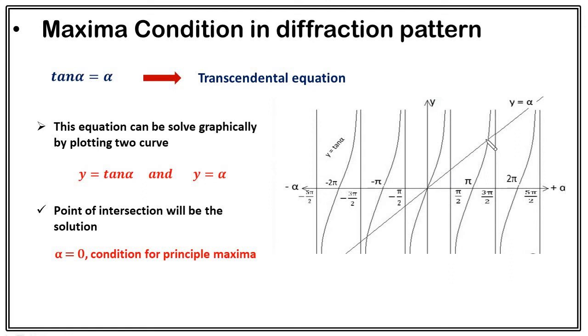It's not exactly 3 pi by 2, but it is around 3 pi by 2. Next, the intersection point will be around 5 pi by 2. As we go away from 0, it will be closer to the odd multiple of pi by 2, right? So the intersection points will be alpha approaching plus minus 3 pi by 2, plus minus 5 pi by 2, plus minus 7 pi by 2, and so on. So these alpha values are the condition for maxima, where alpha equals 0 will be the condition for principal maxima, right? Now we are done. We know the formula for intensity, we know the condition for minima, we know the condition for maxima.